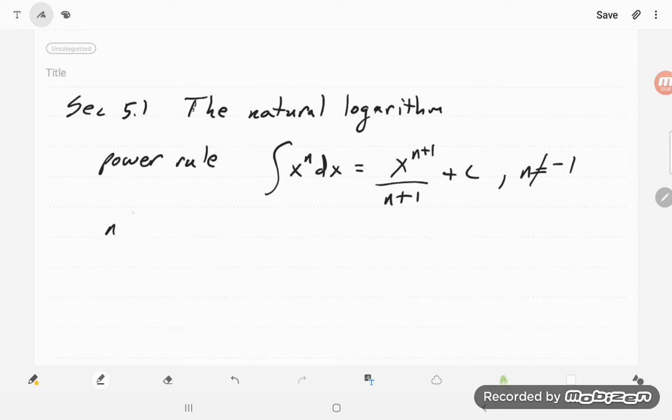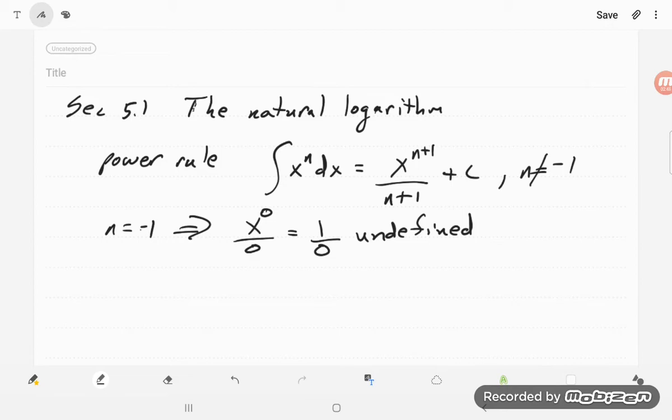So if n equals -1, that would imply that we would get x to the 0 over 0, but x to the 0 is 1 as long as x is not 0, so it's 1 over 0, which is definitely undefined. That's not indeterminate at all. That's just plain undefined. And so, if n is -1, we don't have an answer to this thing.